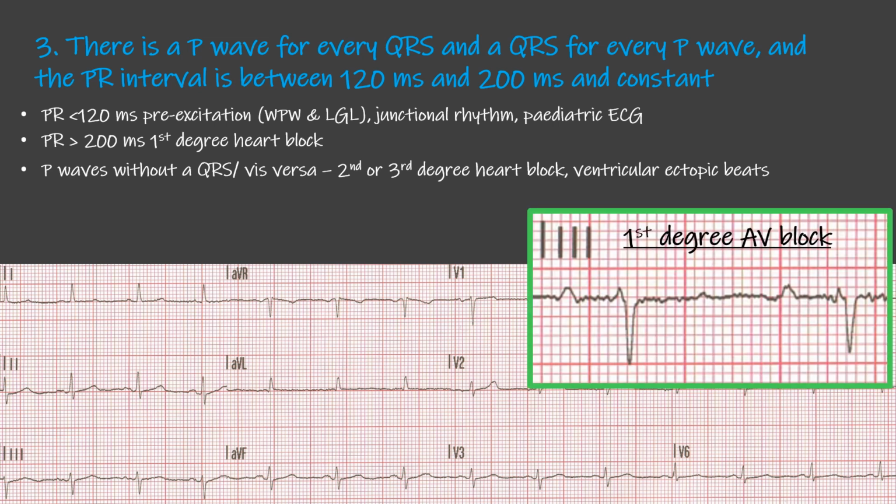So this is an example of a patient with first degree heart block where the PR interval was more than 200 milliseconds. So that's point number 3. We'll now move on to the fourth point.